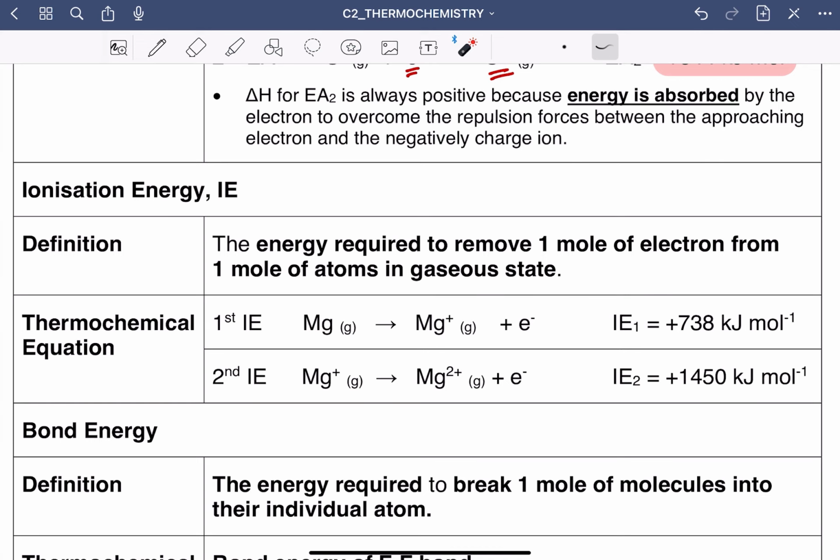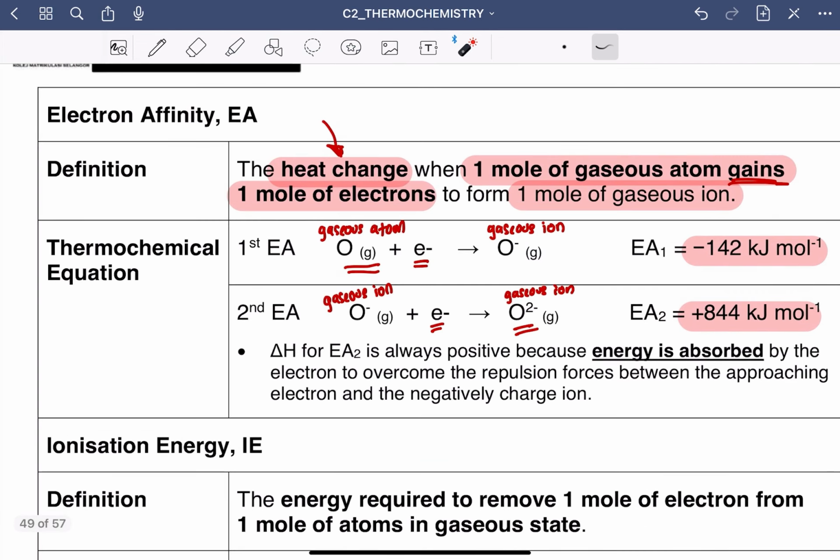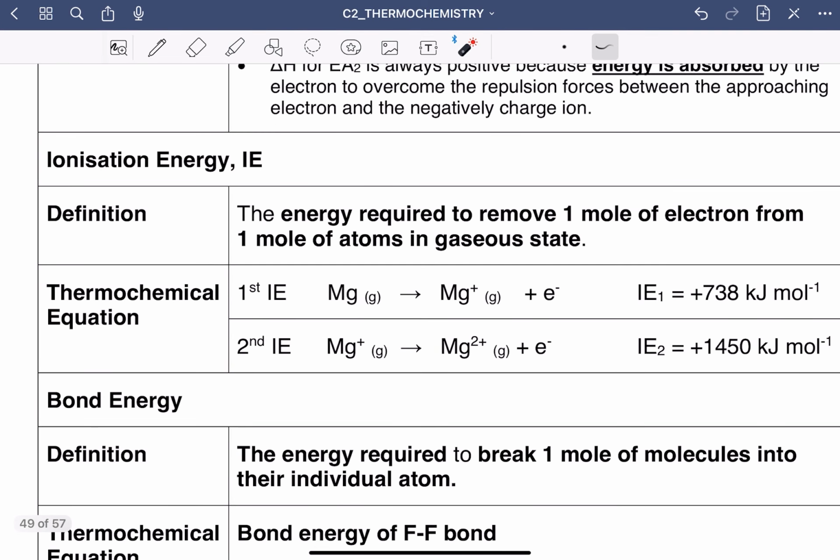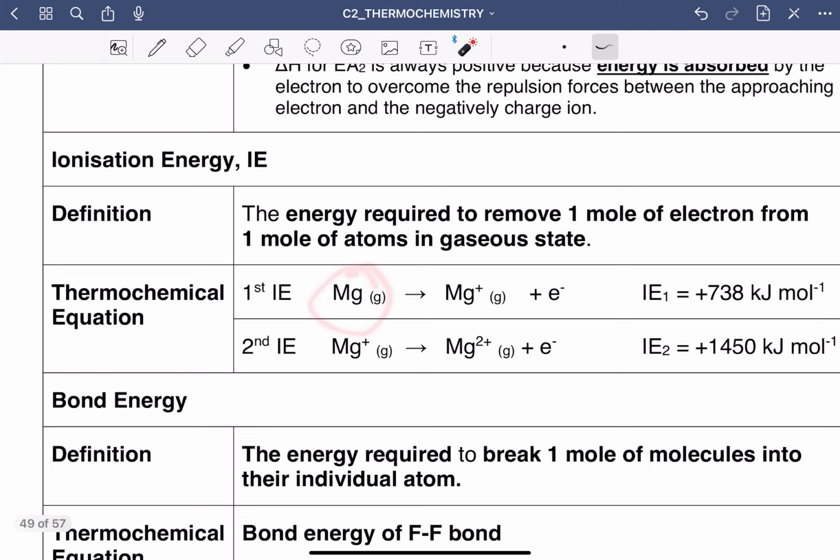Ionization energy is the other way around. Oh, before that I forgot. EA produces negative ion, sebab dia gain electron, so it produces negative ions. But ionization energy is the energy when positive ion is produced. Same thing, as you can see, like first IE, we will start with gaseous atom as well, but it removes 1 electron. So to remove 1 electron, we need to absorb energy.